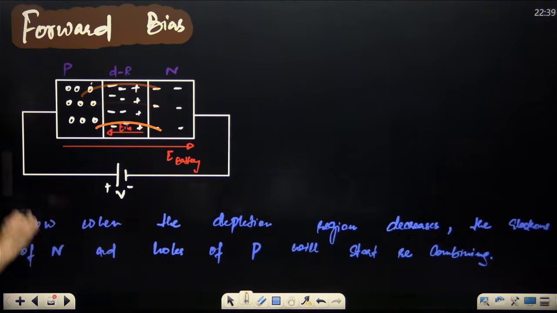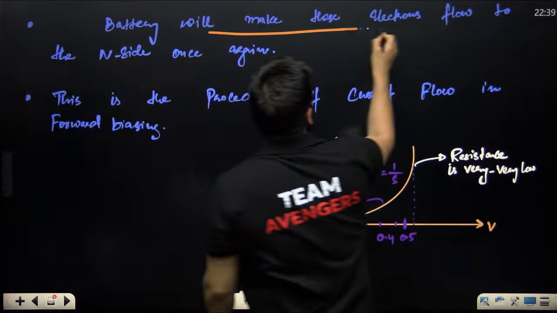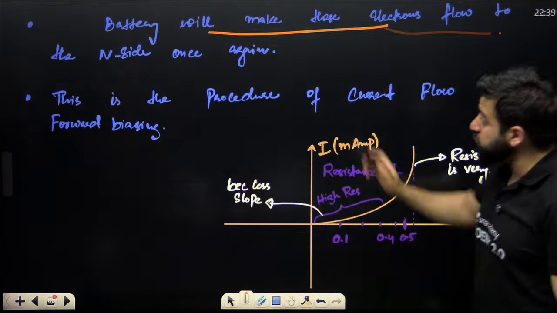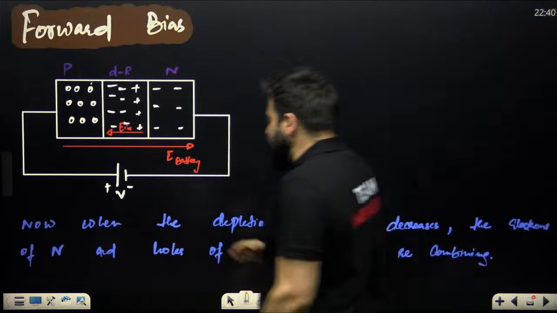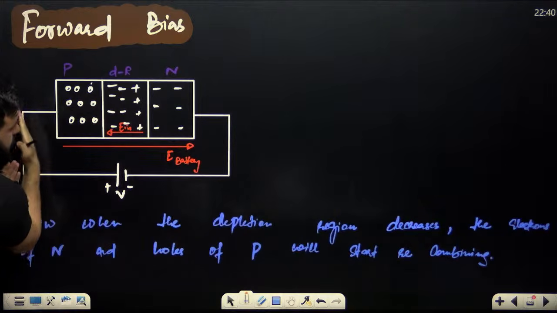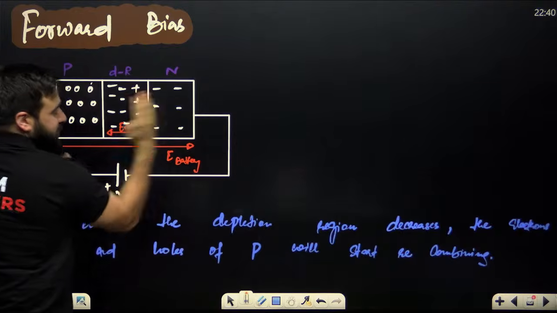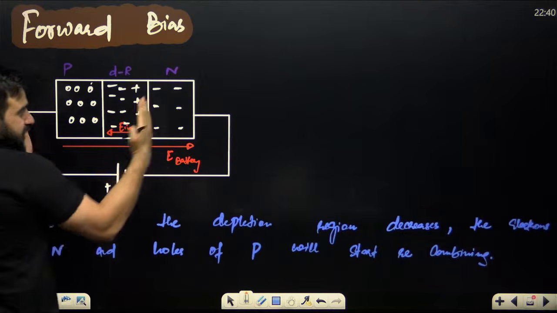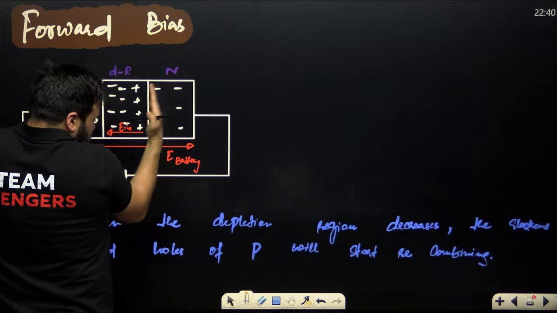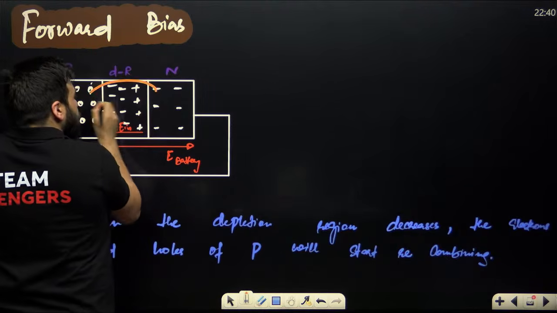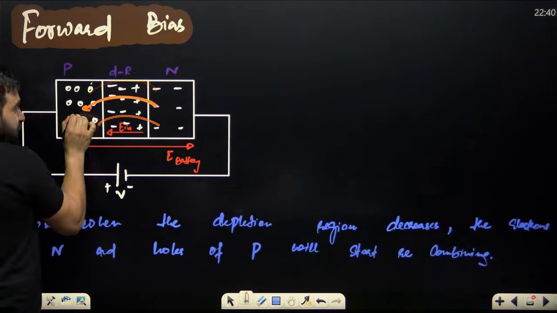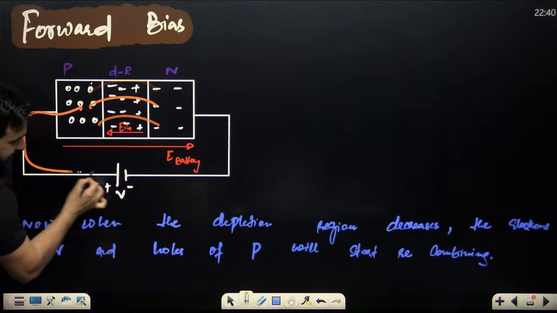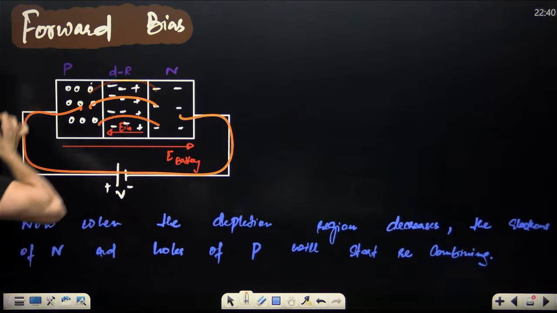Listen to me very carefully. Battery will make these electrons flow to the N side once again. Now see, when the positive terminal is connected to the P side and the negative is connected to the N side, this is called a forward bias. Due to this, these electrons will be pushed, these holes will be pushed. Recombination will take place. Now, when these electrons come here, they will not stop here. They will move through the battery. Once again, they reach the N side.